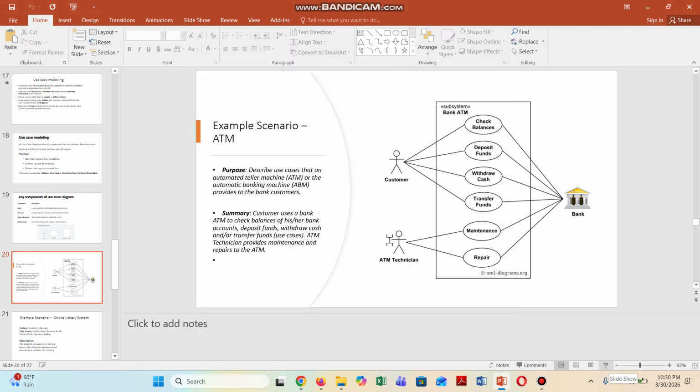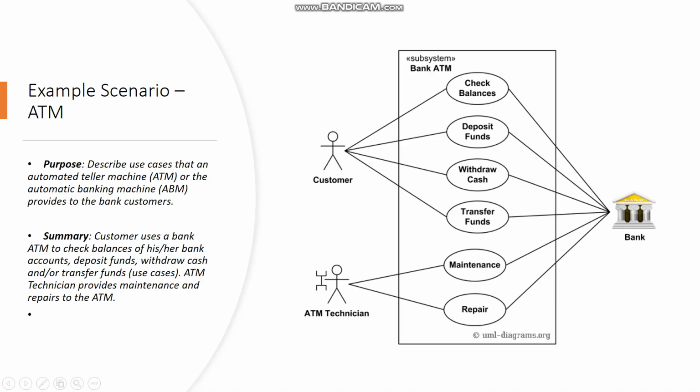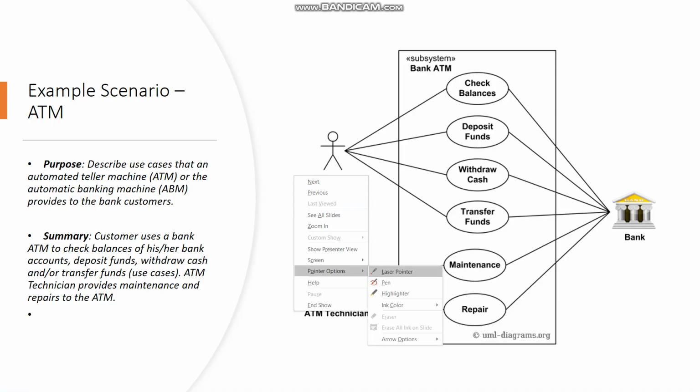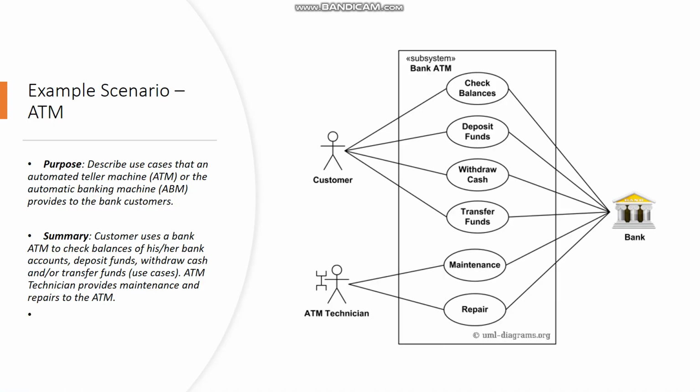So the first thing in this description, you need to find out who your actors are. Looking at the description, we can have three actors. One is basically the customer, who is using the bank, and the other can be the ATM technician. So we have three actors.